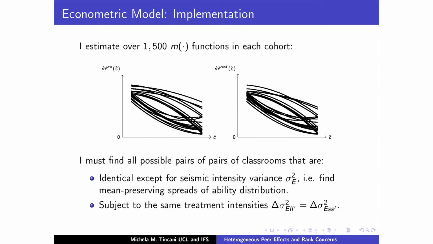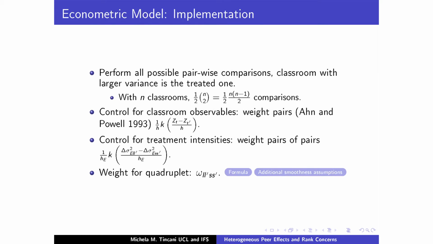So here I just told you, really what I'm after is the effect of increasing the variance. I don't really care about the amount, because to test the model I don't need that. But clearly, when I make the comparisons, for the comparisons to make sense before and after, so when I put the two functions in the same graph, you need the treatment intensity to be the same. So when I actually implement this, I'm going to perform all possible pairwise comparisons. I consider the classroom with the larger variance as the treated one. When there are n classrooms, there are many comparisons.